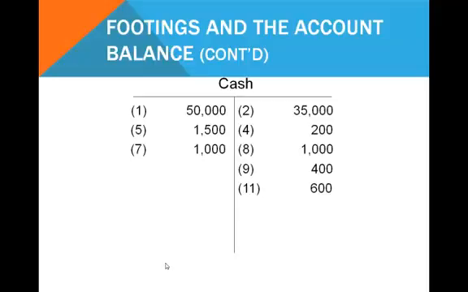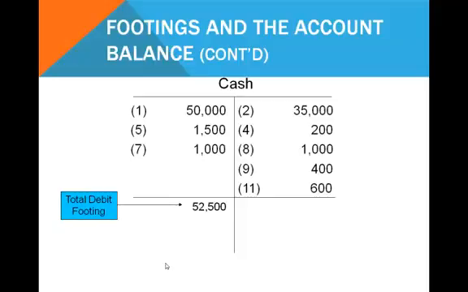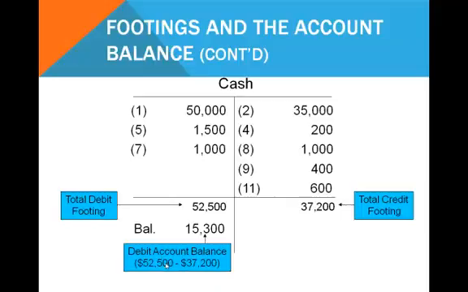Now here's a picture of an account with its footings. So we're going to show footings. We have a total debit footing, we have a total credit footing, and then we have the debit account balance in this example. It's cash. It has to have a debit balance. You can't have negative cash. Won't work. Cash is an asset.